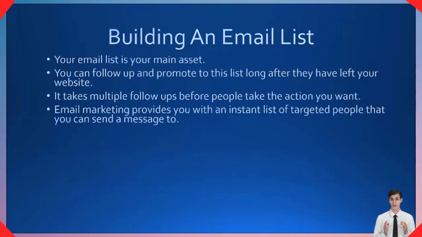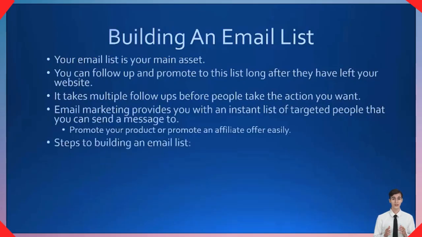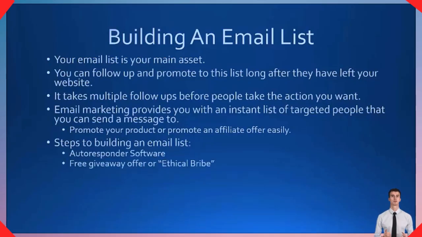Email marketing provides you with an instant list, and so it's instant traffic. You can promote, again, your product or an affiliate offer, and it's one of the most essential ways to having a long-term consistent business. So here are the basic steps to building up an email list. You need an autoresponder software. You need a free giveaway offer or an ethical bribe.